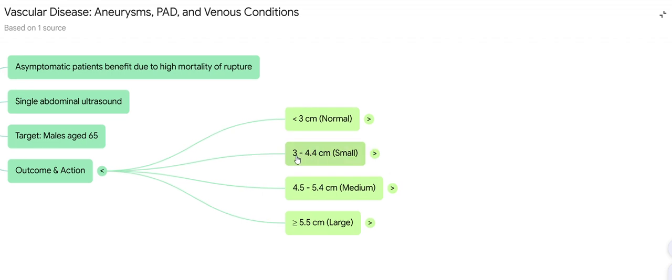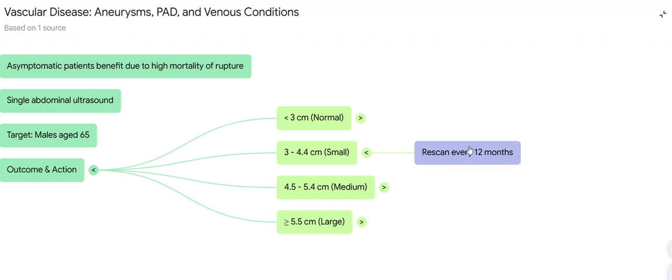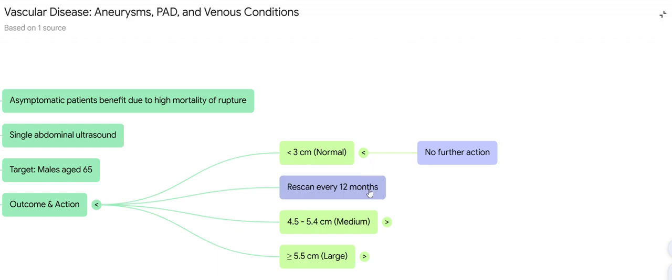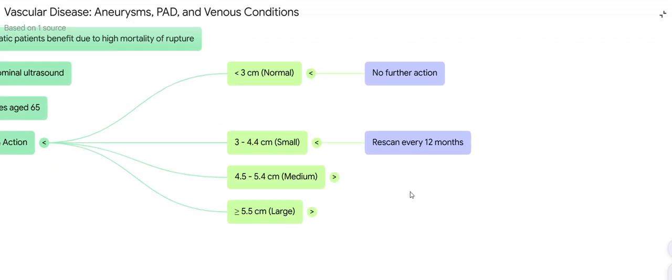If it is 3 to 4.4 centimeters, then we say it's small. It's a small aneurysm. So for that, we have to rescan every 12 months. We have to see if it is increasing in size or how's the flow, etc. So if it's a small aneurysm, 3 to 4.4 centimeter, we have to rescan it every 12 months. So I'm just going to open it so you can review it whenever you want.